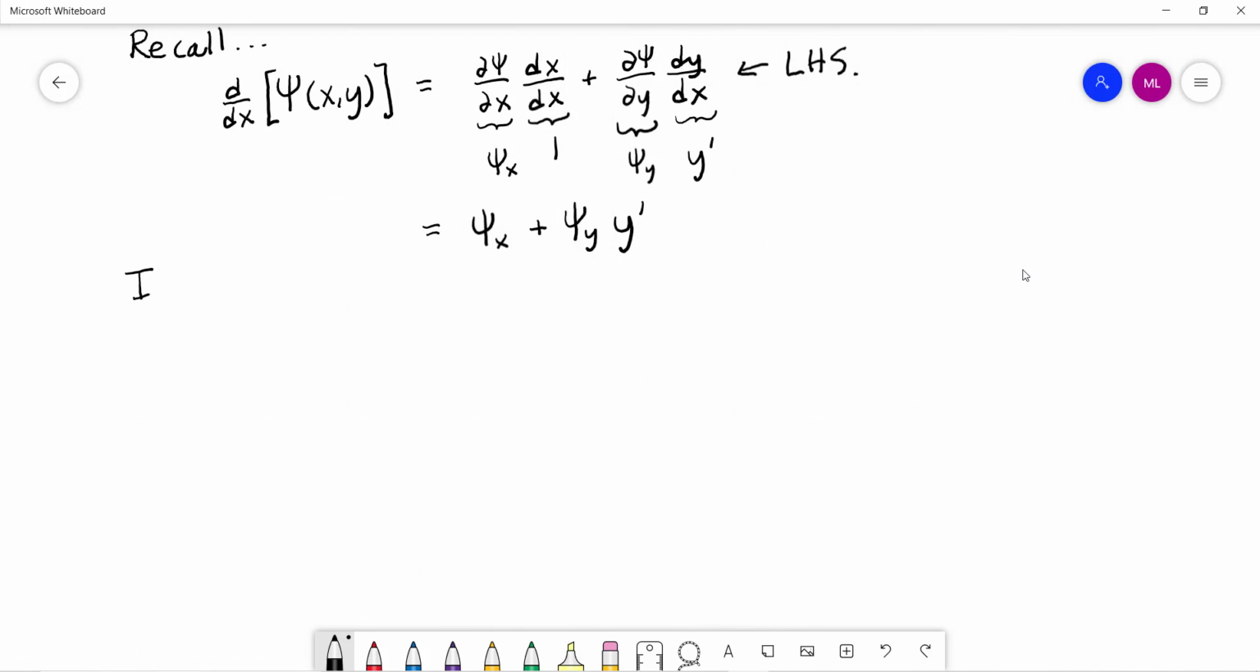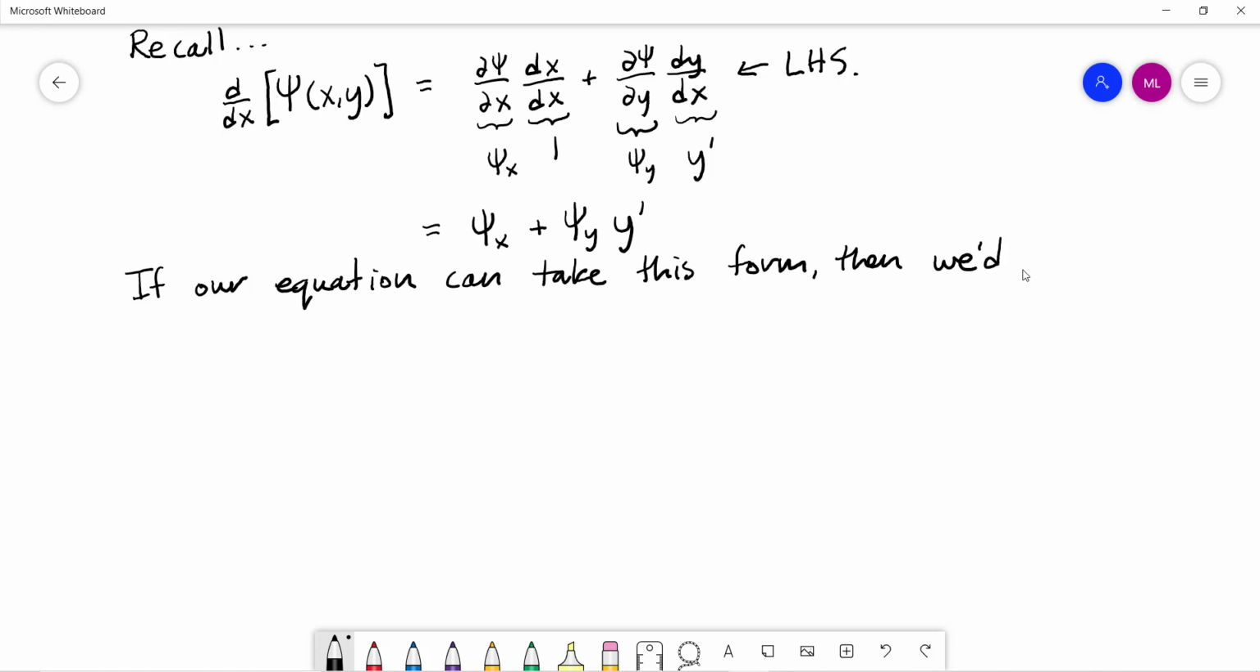So if our equation can take this form, where this is the left-hand side, then we'd have the following. We'd have psi sub x plus psi sub y times y prime equals 0. This is the original differential equation that we're trying to solve.